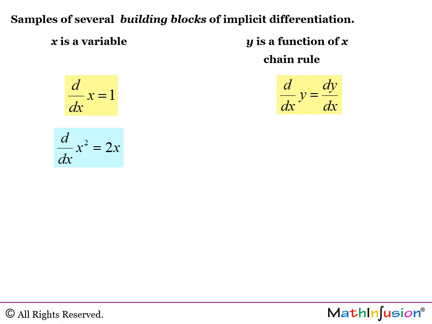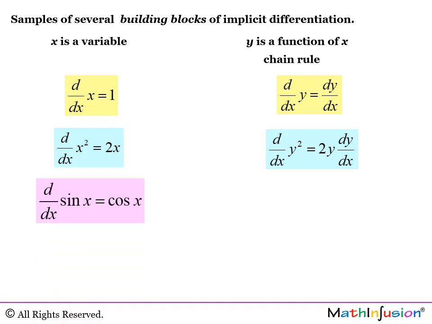When you differentiate x to the power of 2 with respect to x, you get 2x. But if you differentiate y to the power of 2 with respect to x, it is 2y, the outer function, times dy/dx, the derivative of the inner function, which is y. d/dx of sine x is cosine x. What is d/dx of sine of y? It is the chain rule again: the outer function gives cosine y, times the inner function's derivative, dy/dx.